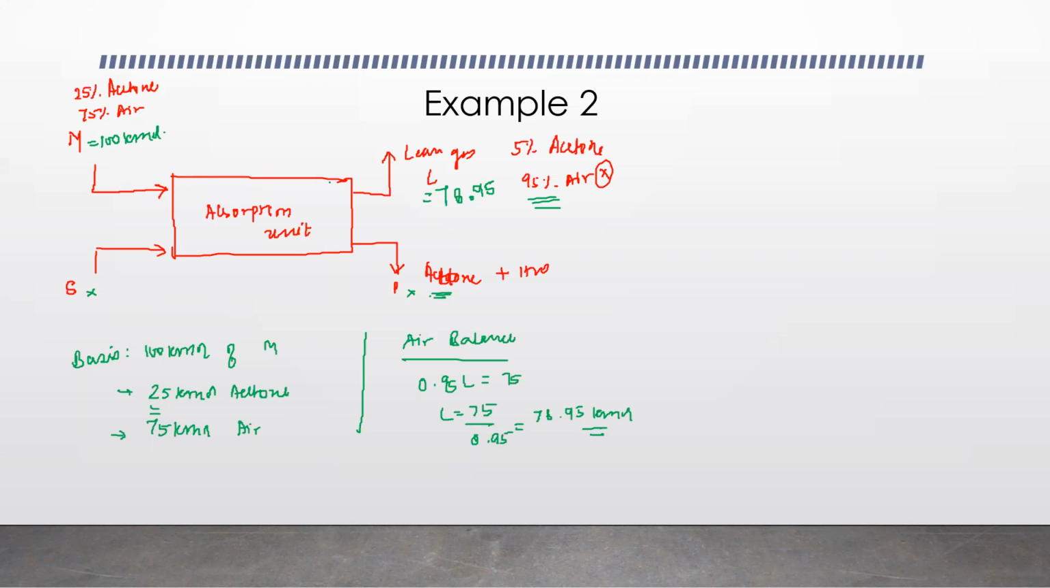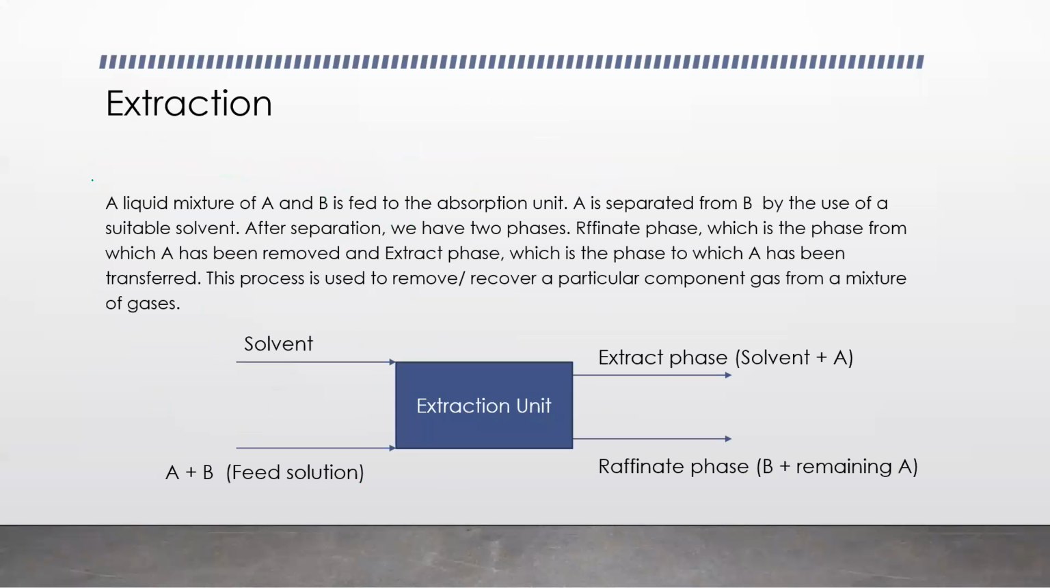And then you could have also formed the overall material balance equation. M plus S is equal to L plus P. And then you could have calculated P and S. However, you might need some more information for this calculation. For example, you might need the molar ratio, M by S or S by M. Anyhow, now we move on to the next unit operation.